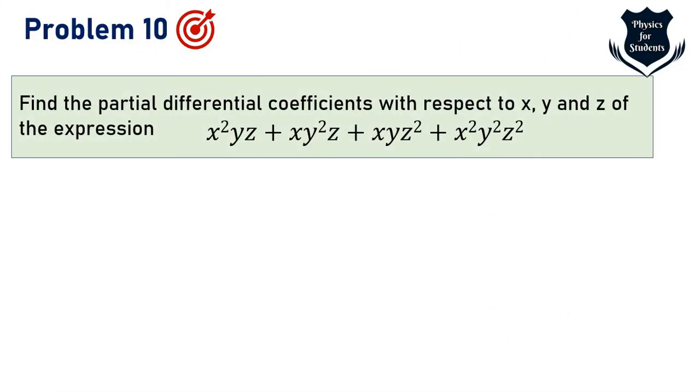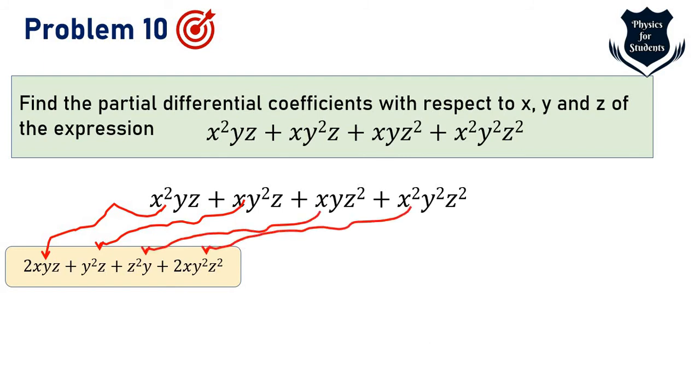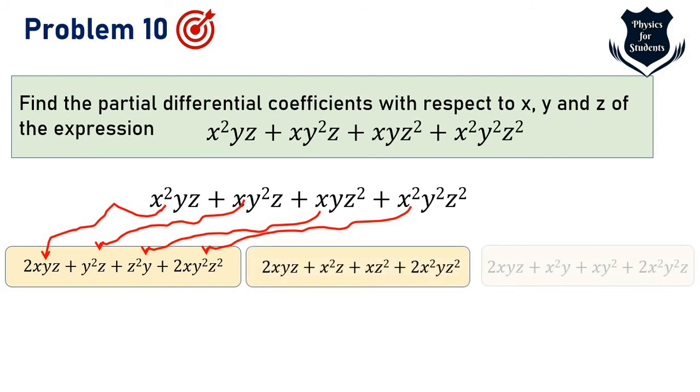Another problem, this is pretty straightforward. If we get this kind of an equation, then we write this one. The problem says to find the partial differential coefficient with respect to x, y, and z. First, we will do this one. So x squared yz becomes 2xyz by the power rule. xy squared z becomes y squared z. xyz squared becomes z squared y. And x squared y squared z squared becomes 2xy squared z squared. I have just shown it in this way, one by one. It goes forward with this and it goes forward with this. Again, if you want to take a note, you can do that.